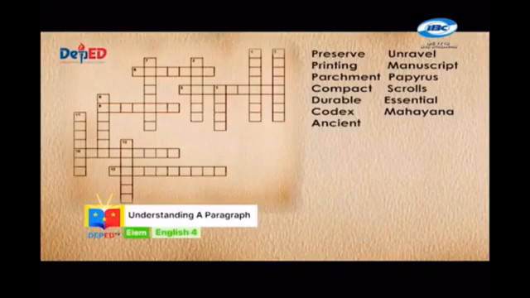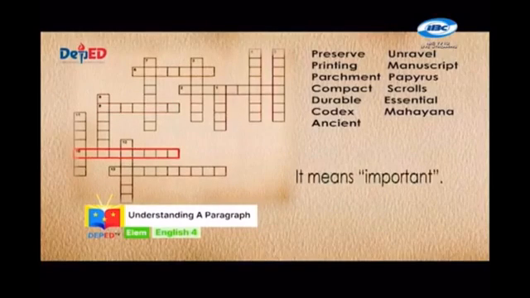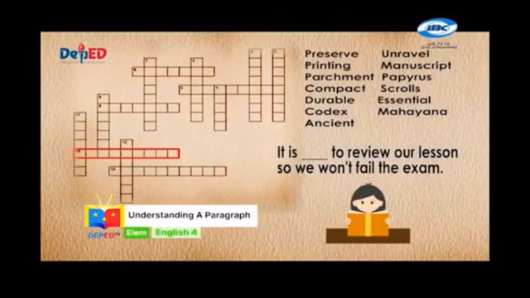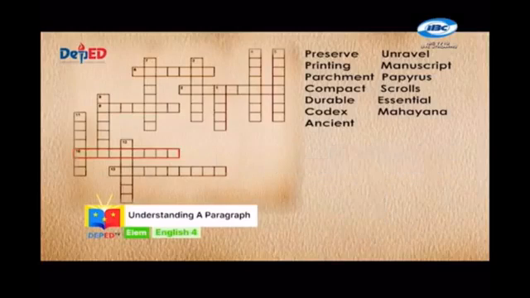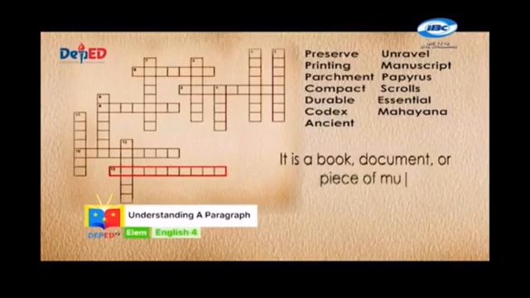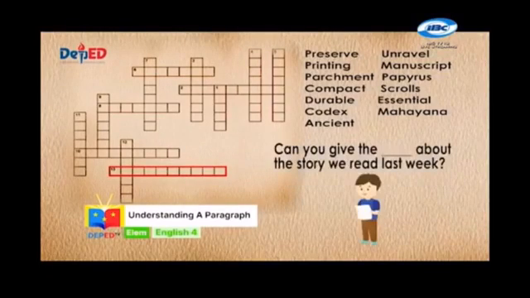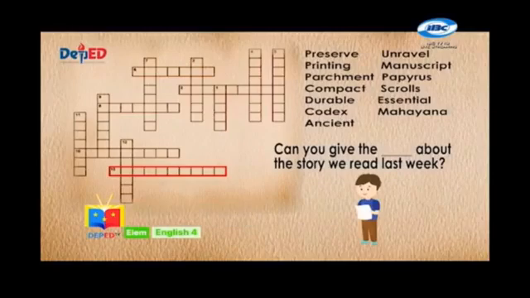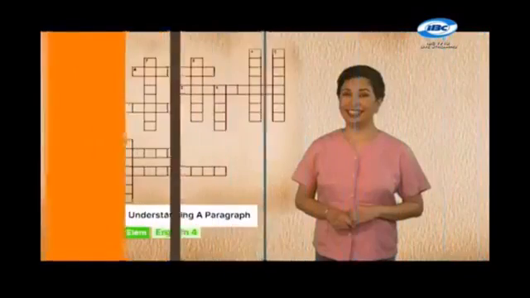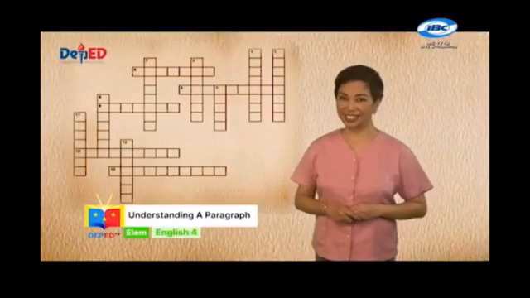We're almost there. Number 10. 9 letters. It means important. It is to review our lesson so we won't fail the exam. And for the last item, number 13, it is a book, document, or piece of music written by hand. Can you give me about the story we read last week? Kids, do you think you got the right answers?